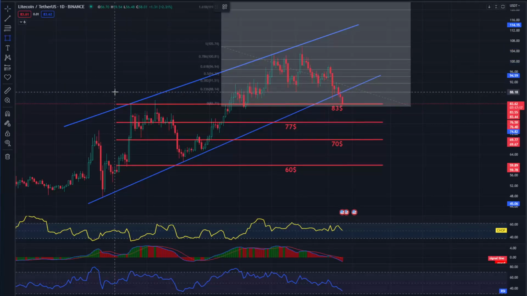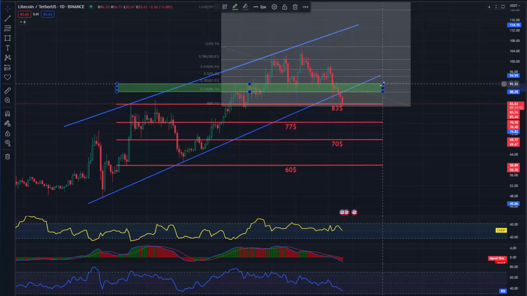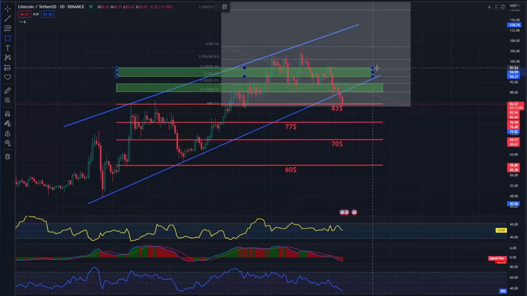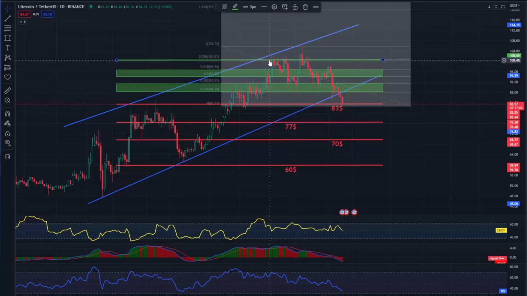Looking the other way, we see first resistance at $88 to $91. Then second resistance at $94 to $97. Then resistance at $100. Then resistance at $105.